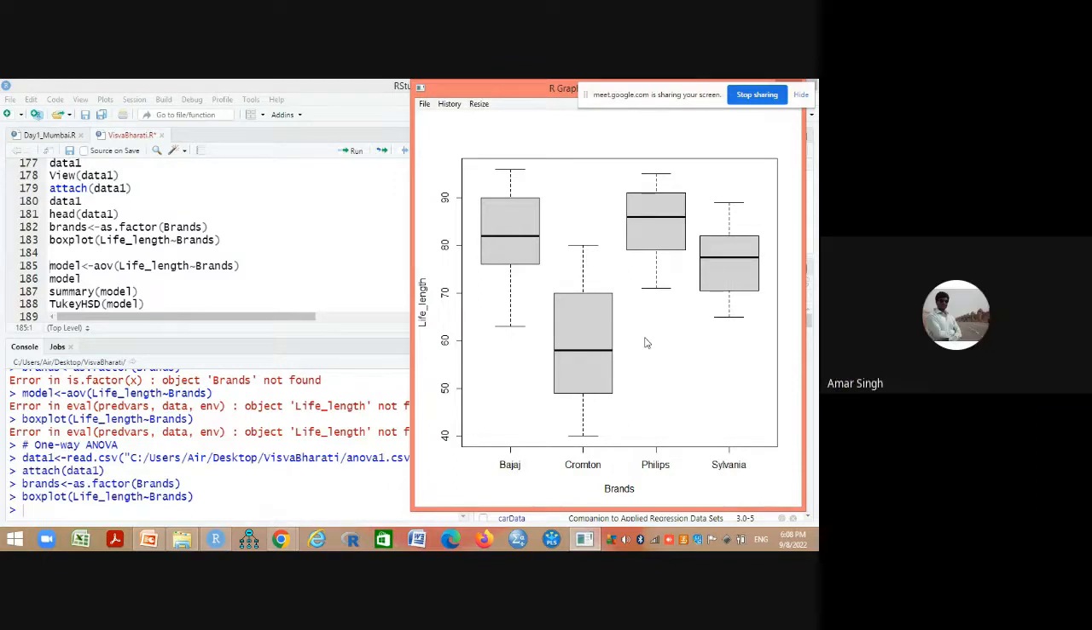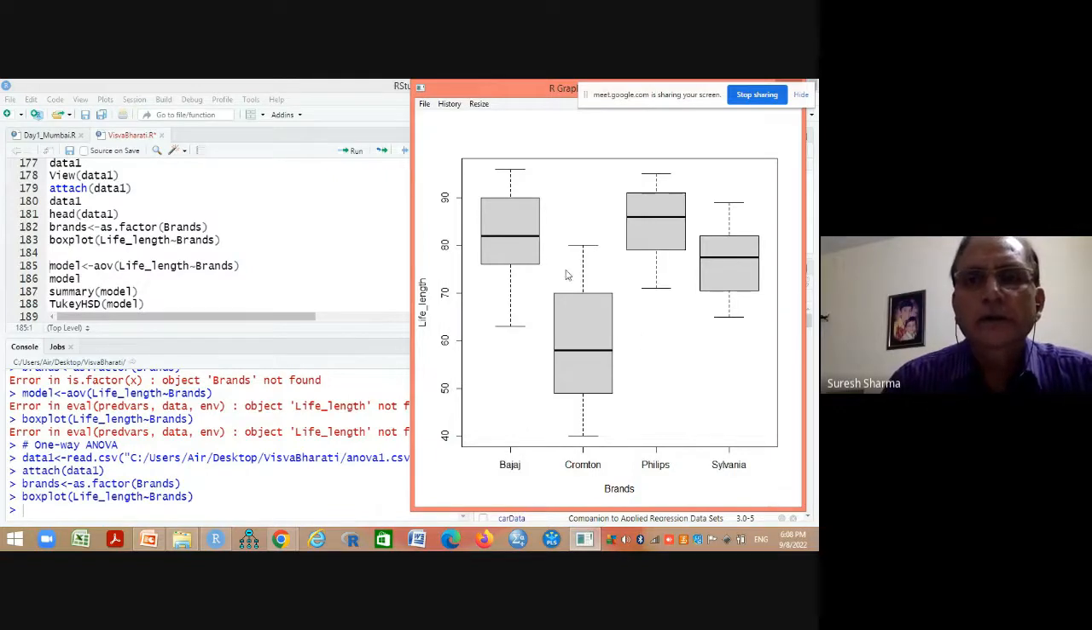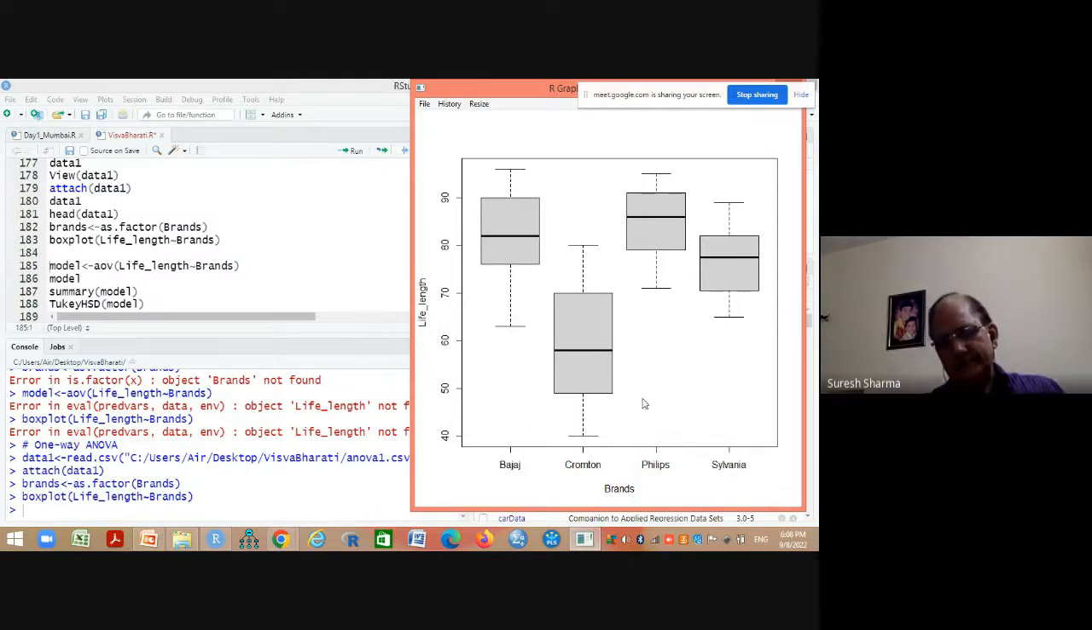Now, what do you think out of this? Crompton's mean or median life length is very less. What about Bajaj? It's above 80 hours. This one is just above 55 hours. This is the maximum. So Philips is giving better results. So you can have some graphical comparison. Can you see that? Yes or no?